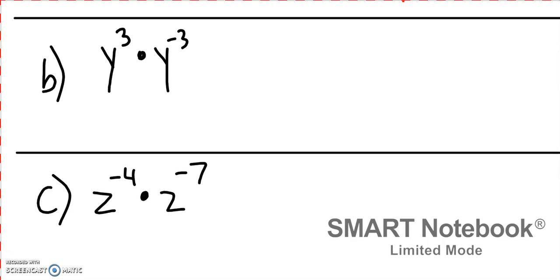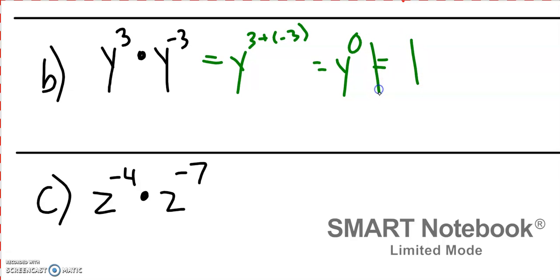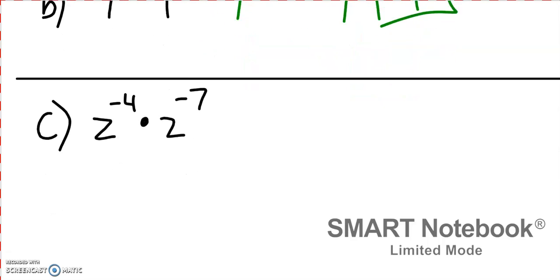In B, we have y to the third times y to the negative third. So we can rewrite that again as y to the 3 plus negative 3, and we get y to the 0th. But we know that anything raised to the 0th power is going to be 1. So our final answer here is going to be 1.